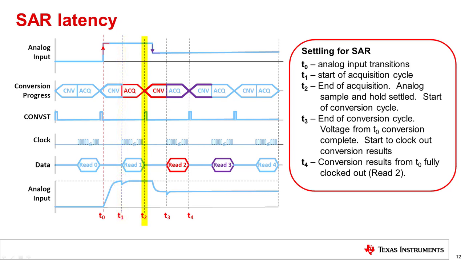At time t2, the acquisition period ends and the analog input is captured on the sample and hold. Now the conversion cycle begins, and the sampled voltage is converted into a digital equivalent. At time t3, the conversion is complete, and the data can now be read by a microcontroller. At t4, the data read is complete.